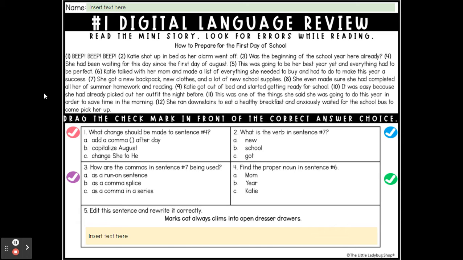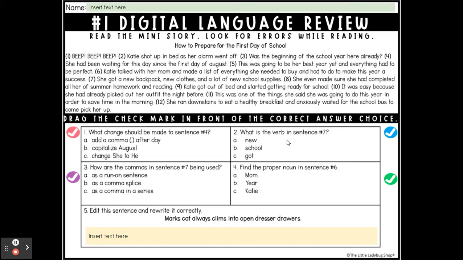All right, so you're dragging the check mark over your correct answer. So the first one, we're looking at sentence 4. So it says she had been waiting for this day since the first day of August. So think about if you're adding a comma, that's going to add that pause after day. So she had been waiting for this day, comma, since the first day of August. B capitalizes the word August, which is a month, and then change she to he. So think about who the one is when it says she, who are we talking about?